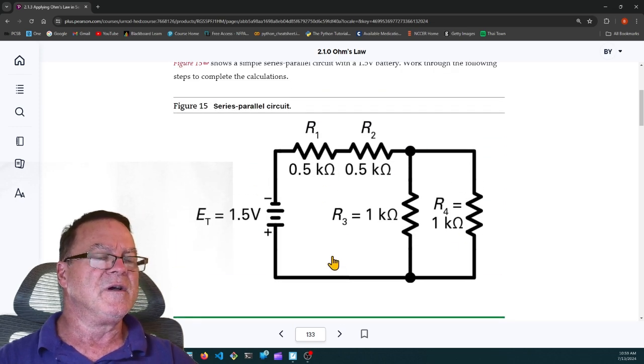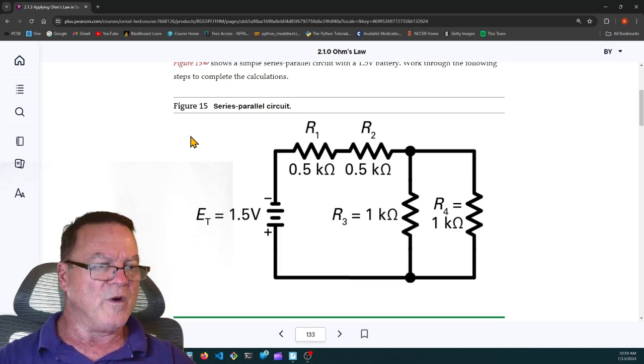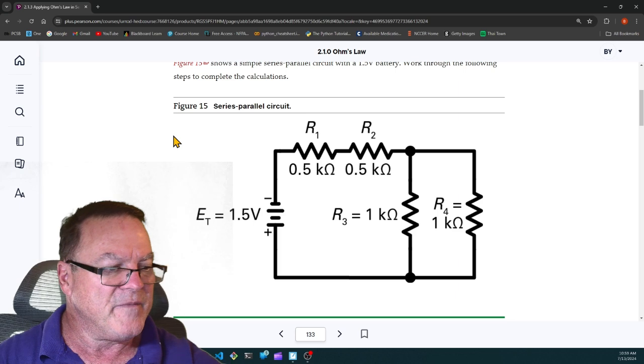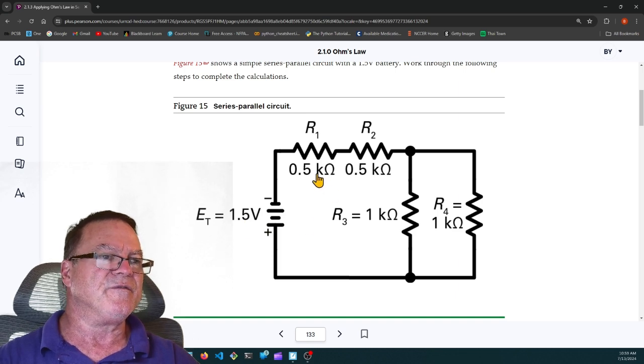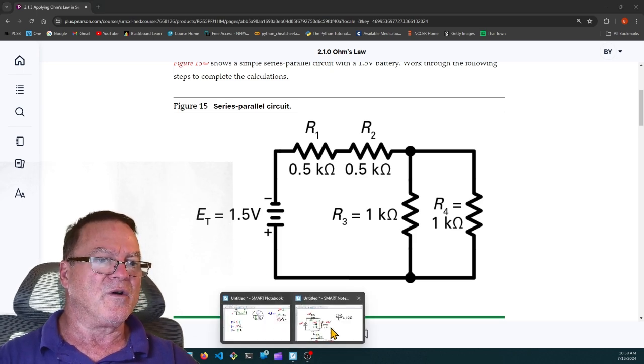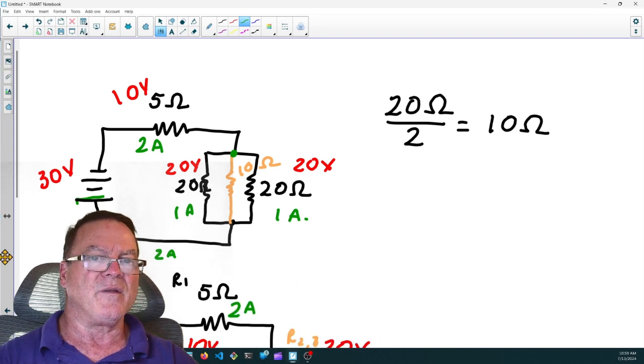All right, well, let's do this one then. Let's go to the 3DBB and we'll copy this. I kind of wish I could copy this and paste it, but I have to draw it by hand. So 0.5 kiloohms, 0.5 kiloohms, 1 kiloohm, 1 kiloohm. These are going to be pretty small currents, to say the least. We have 1.5 volts, and we're putting into 500, 500, and 1,000 and 1,000 ohms. So it's going to be a small current. That's all right. We won't let that bother us.